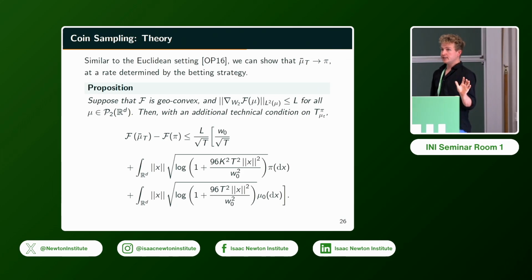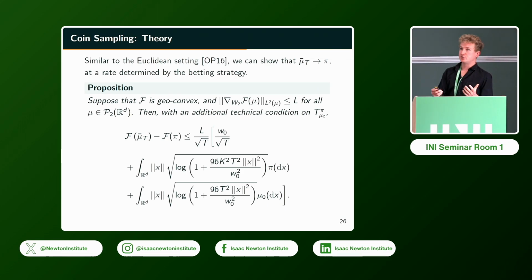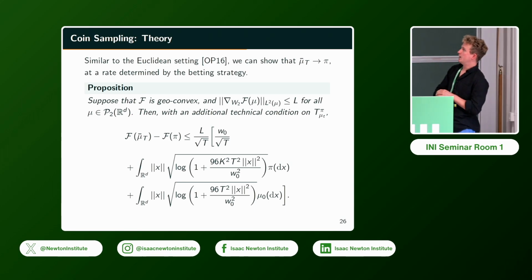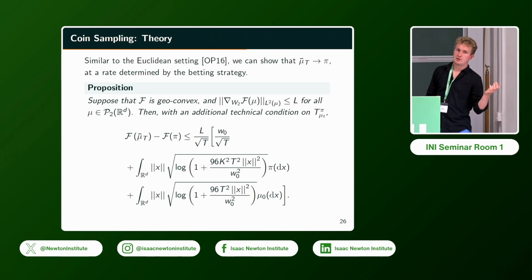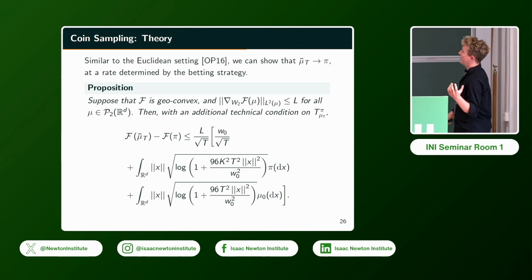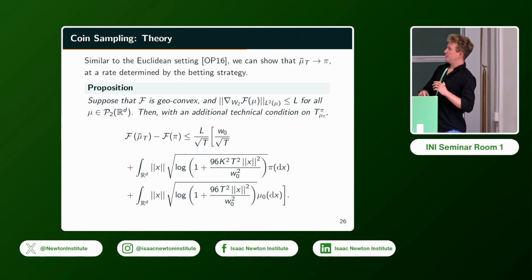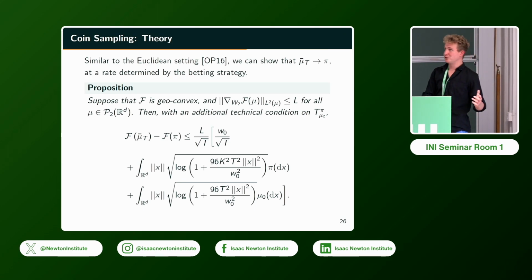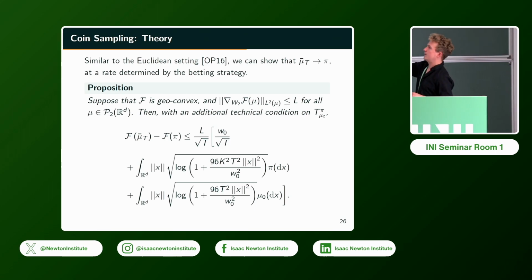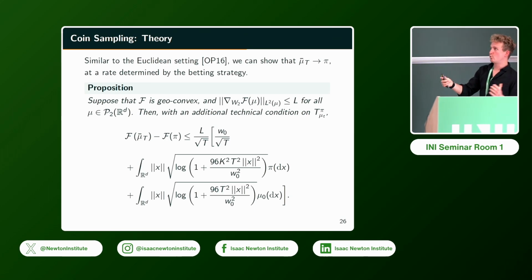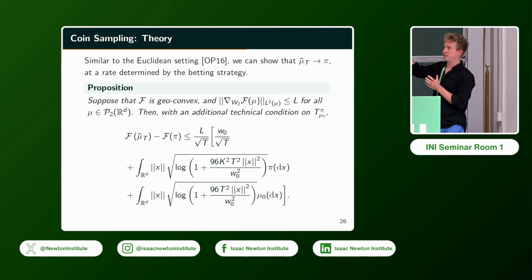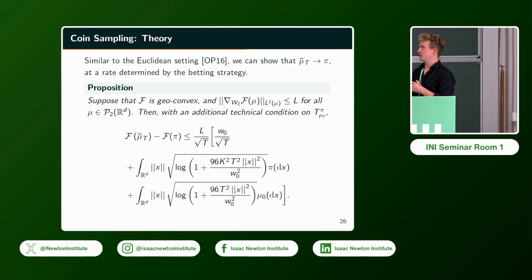Similar to the Euclidean setting, you can actually show that this does give you something sensible. Particularly under some conditions, we need f to be geodesically convex, and we also assume some bound on the Wasserstein gradients. Then if you have some additional technical addition, which I'm not going to go into now, you get this rather ugly looking bound. But again, what's the takeaway here? The takeaway is that this scales as 1 over root t up to some additional logarithmic factors. So this is indeed converging to the target.